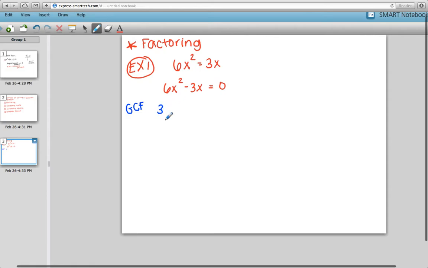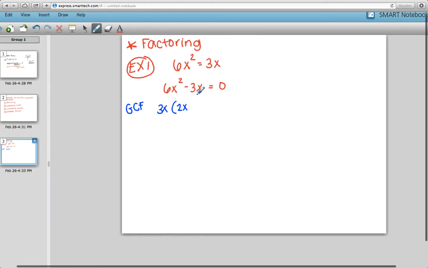I'm sure many of you said 3. But don't just concentrate on the number. Concentrate on the variable as well. I have 2 x's on this term and 1 x here. So they share at least one x that I can take out as well. And that leaves me with 2x from here. I took out the whole 3x.